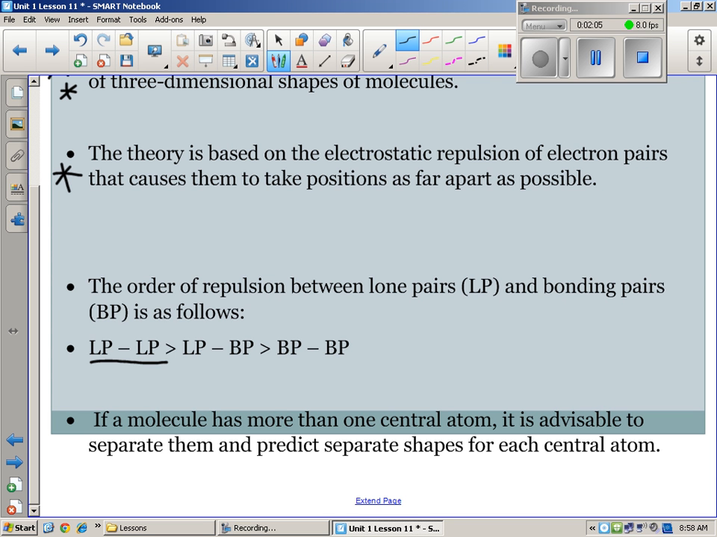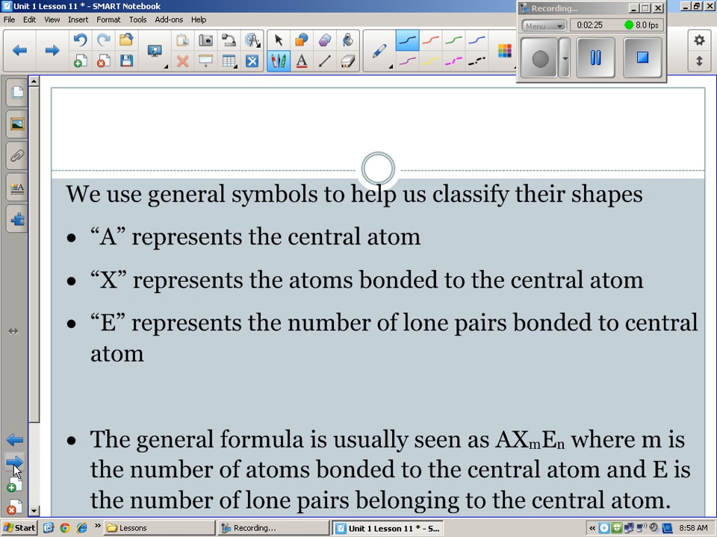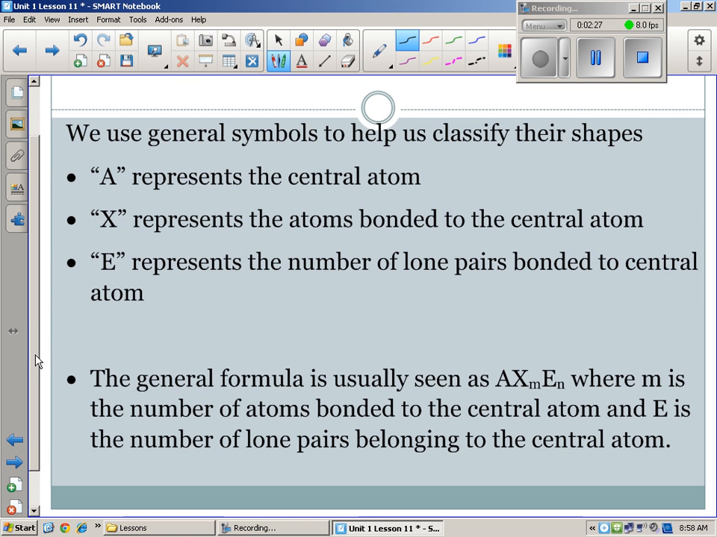If a molecule has more than one central atom, it's advisable to separate them and predict separate shapes for each part. We're not going to do very complex or very large ones. We're just going to keep it fairly straightforward and simple. So if they do get really large, then you may have to break it into smaller components to name the shapes, but for the most part it'll be fine. Next part.